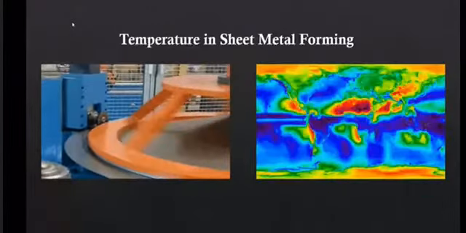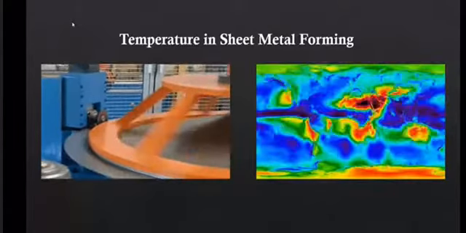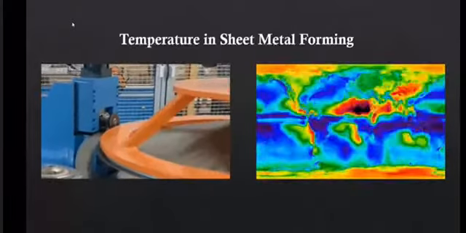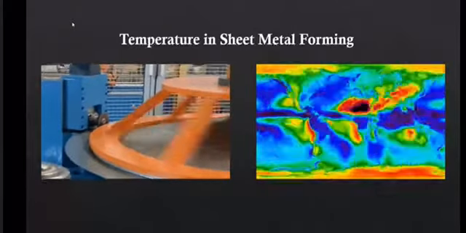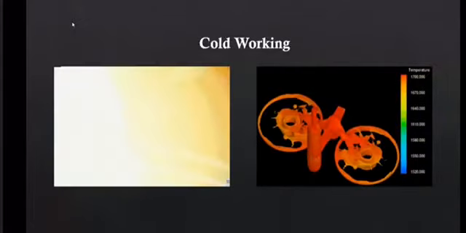To overcome the strain hardening problem and reduce force and power requirements, many forming operations are performed at elevated temperatures. There are two elevated temperature ranges giving rise to the terms warm working and hot working.